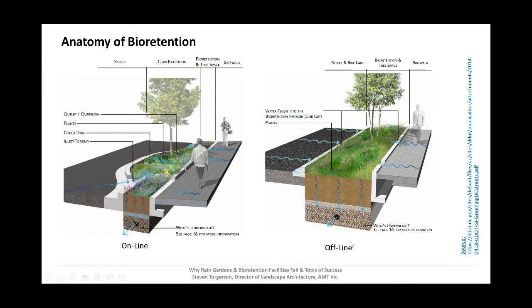And then we have over here an offline facility, and in many cases very similar. However, what's happening is when this water fills up this micro-bioretention facility here, it spills onto the gutter, and then it continues running down the street. This system is more resilient because only so much water can get into it.